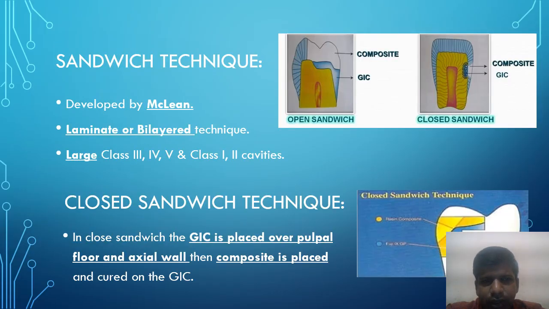Coming to the sandwich technique, it was developed by McLean. As we see in the picture, we apply a layer of GIC and then the composite. It is also called laminate or bilayered technique. Large class 3, class 4, class 5 and even class 1 and 2 cavities can be filled using sandwich technique. Closed sandwich technique: the GIC is placed over the pulpal floor and axial wall, and then the composite is placed and cured on the GIC.